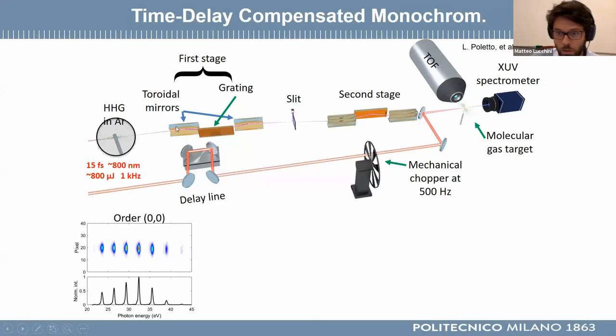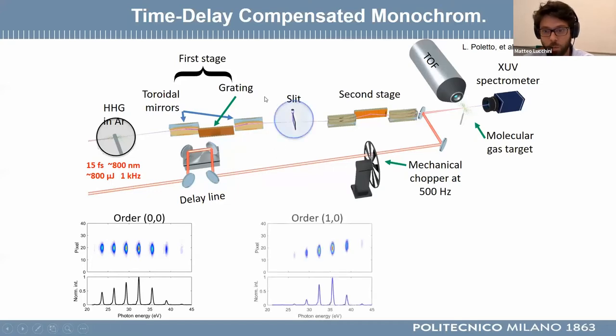Those are the optics that compose the monochromator that has been developed following the ideas of our collaborators from Padua. It's composed of two stages. Each stage is composed of two toroidal mirrors and one grating. In principle, one can use a single stage to select the radiation. So the idea is that you disperse it spatially, and then with a slit, you select the harmonic that you like. The problem is if you do that and you select the harmonic at this stage, you still have a front tilt on the harmonics due to the optics.